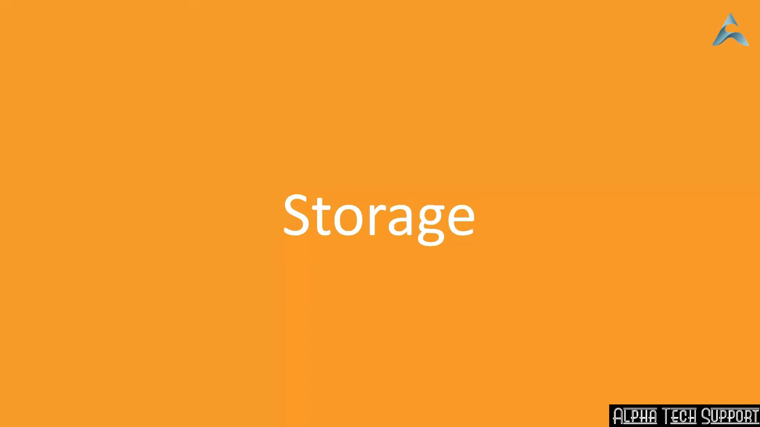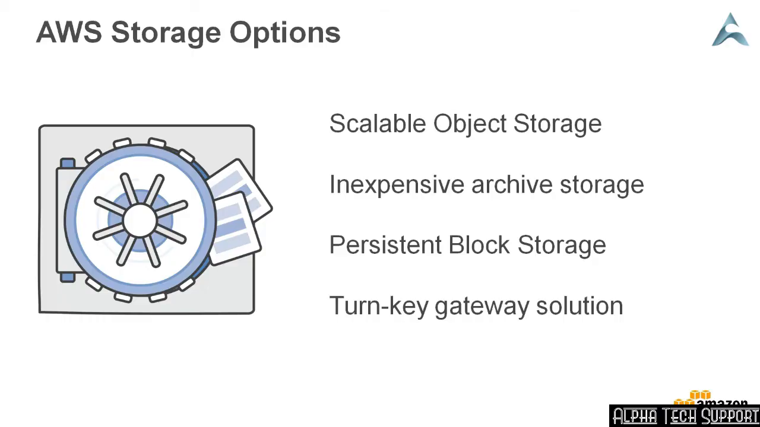So now we shall start with storage. We would explore the storage category or options in Amazon Cloud, the AWS. The AWS storage options are scalable object storage, inexpensive archive storage or warehouse, persistent block storage, and turnkey gateway solutions. There are three types of fundamental storage options available: file storage, object storage, and vault, or you may say warehouse. We would explore each category one by one.